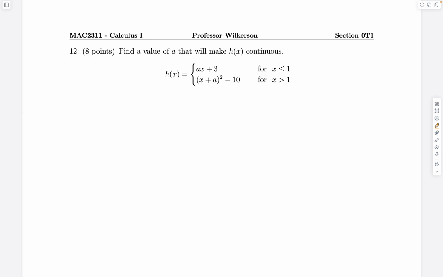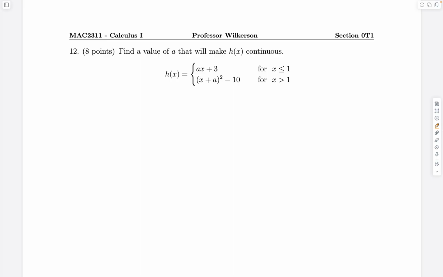All right, we've reached the end of our test. We're at question 12. Question 12 is somewhat of a follow-up to question 11, right? We're talking about continuity. But in particular, it's asking us to find a value of A that will make h of x continuous. That'll make this piecewise function continuous.